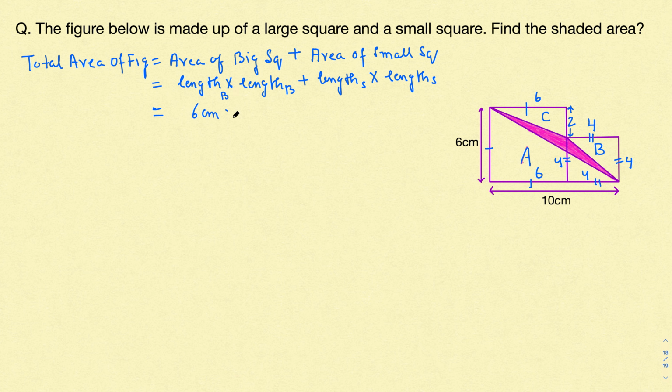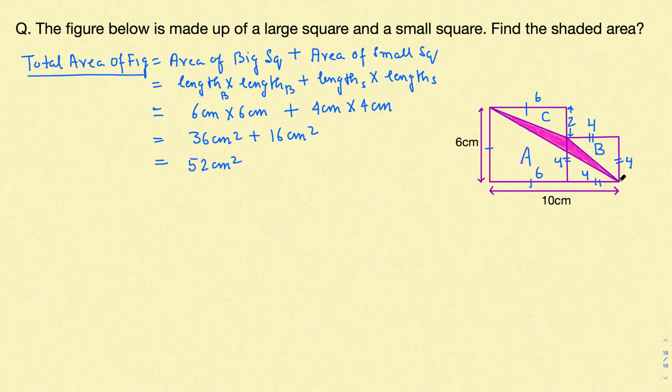So it should be 6 cm times 6 cm, right, plus another, for the area of the small square should be 4 cm times 4 cm, right. So that will give you 36 cm square plus 16 cm square, right. So that will give you 52 cm square. So basically the area of the full figure, the full thing, is 52 cm square.